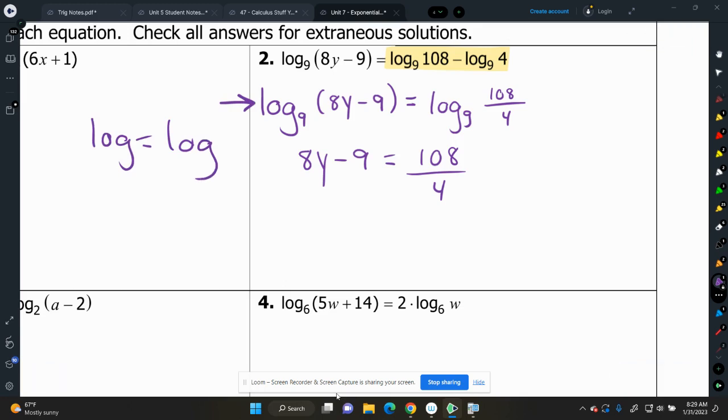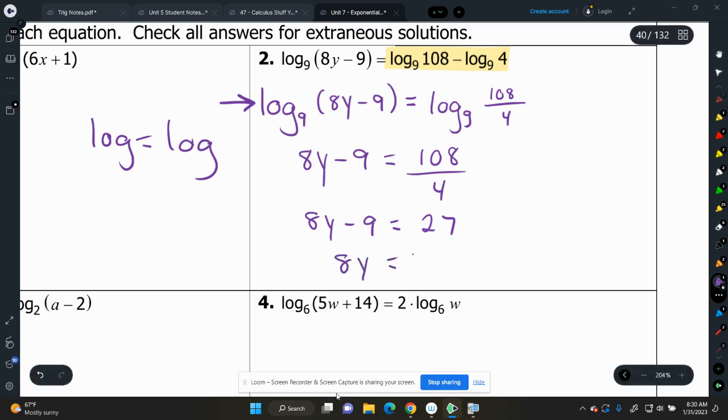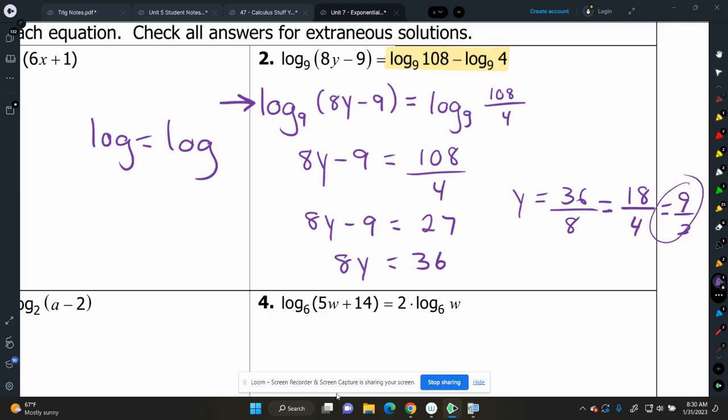Okay, so now I have 8y minus 9. Let's see, that's 27. Okay, and we'll add 9. So 8y equals 36. So y equals 36 over 8, which is 18 over 4, which is 9 over 2. And there's our answer. Okay, does that make sense?